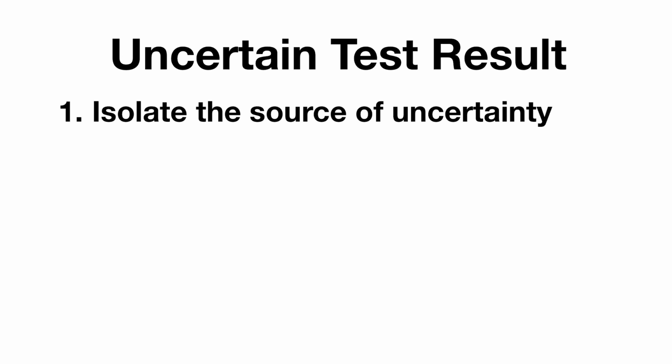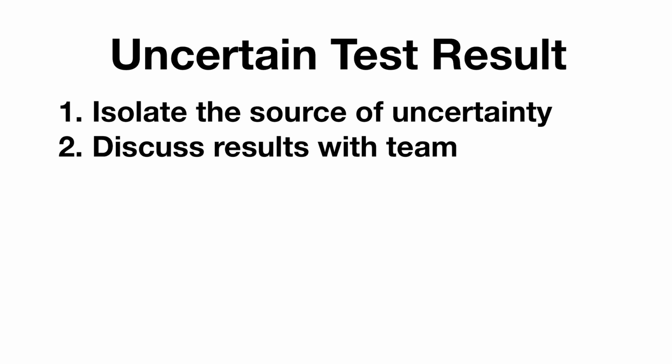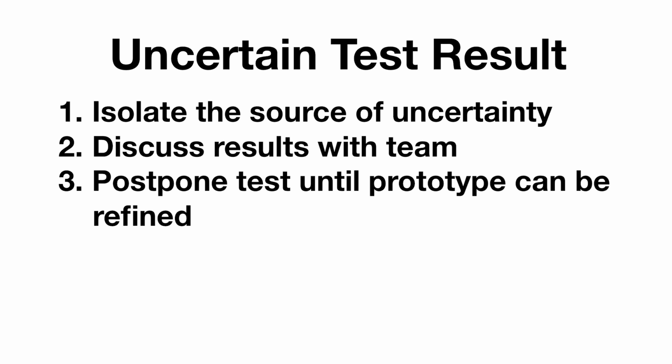You may want to try to isolate the component that's causing the test to be uncertain. You want to discuss with your team and possibly alter the testing plan. Or you want to postpone the tests until more realistic materials or situation is present.